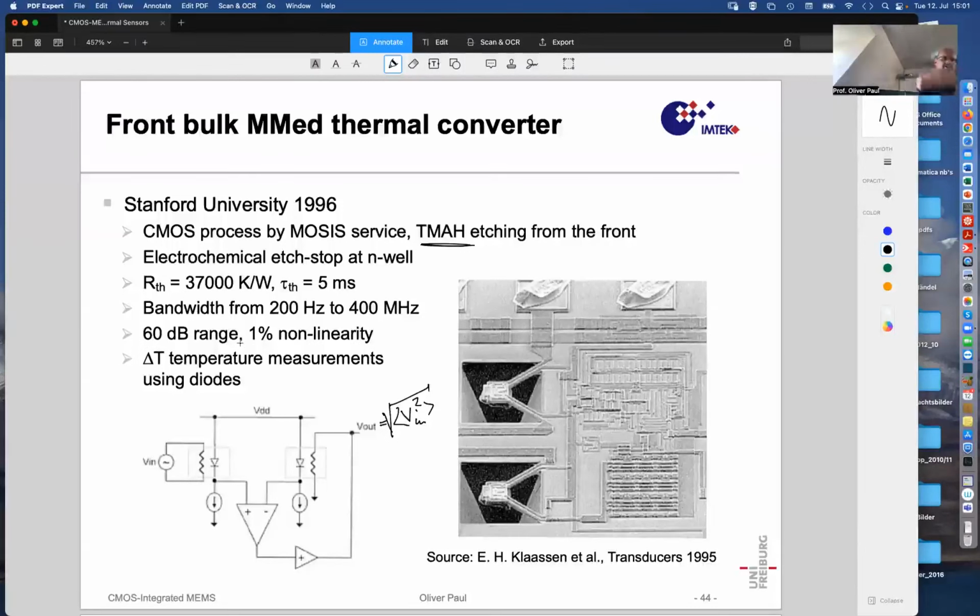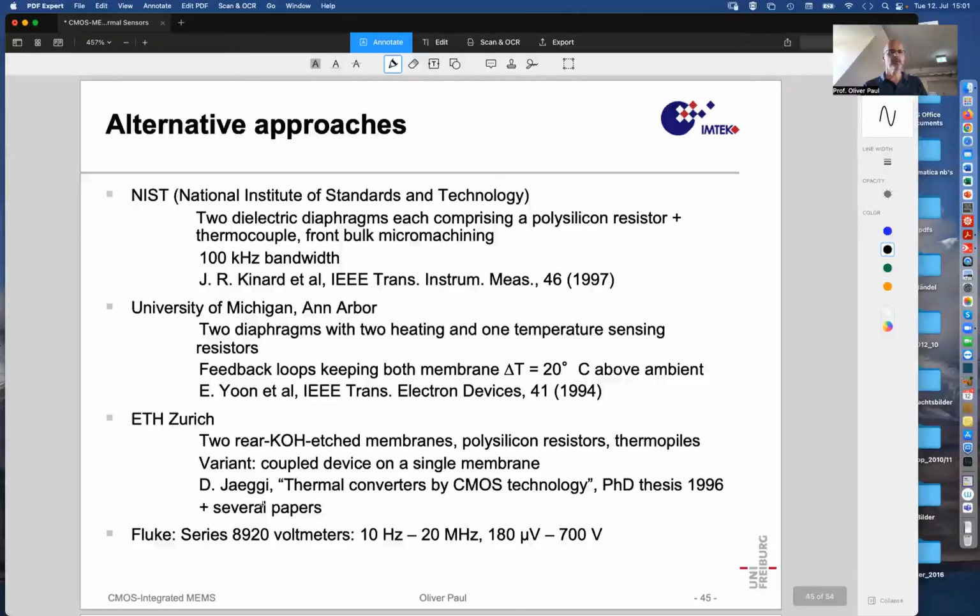So high linearity over a large range of signals, and the temperature measurement was done using these diodes that had some potential drop in this way of being operated. And there are other works in this direction from the National Institute of Standards, the University of Michigan, also Dominique Jacki, PhD student in our group at ETH Zurich, where I worked as project leader. I worked on that, and he also completed a PhD thesis.